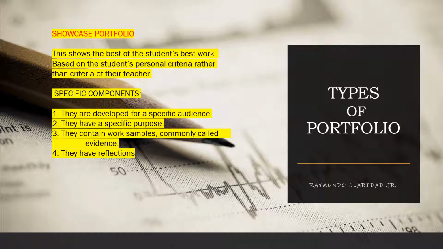Number three, they contain work samples commonly called evidence. Here, evidence is the stuff or thing they put into the portfolio. The students' evidence are those written assignments, drafts, artworks, photographs, videotapes, or electronic records of student completed work. Whereas the teacher's evidence would include the student work, the lesson plans, units of study, and other professional documents. And number four, they have reflections. Both the artist and the teacher would have written thoughts on the evidence contained in the portfolio in the form of a self-reflection and self-evaluation.